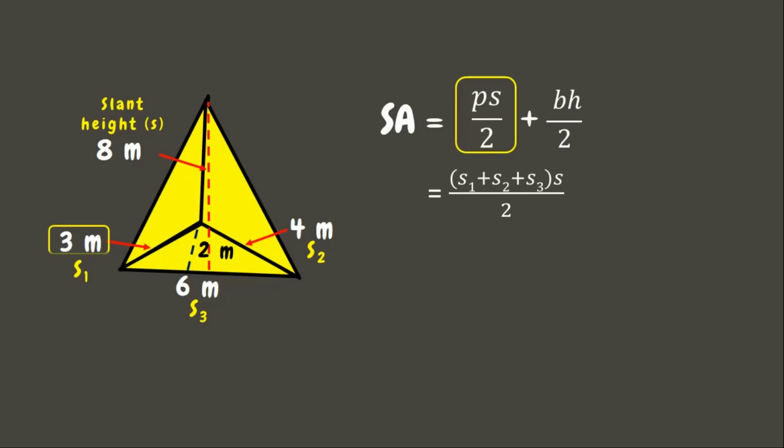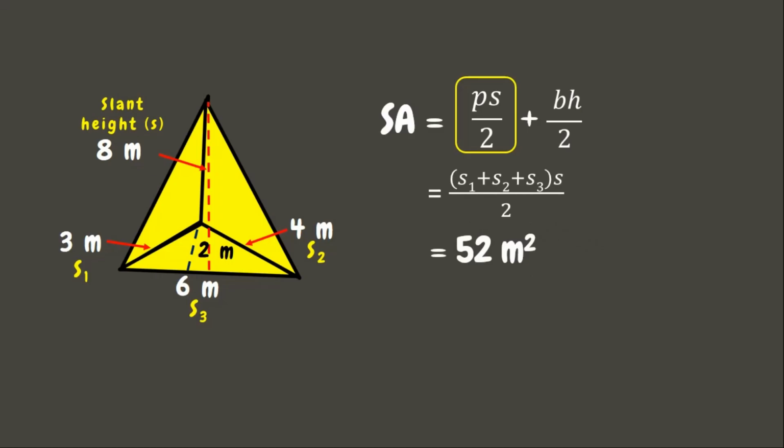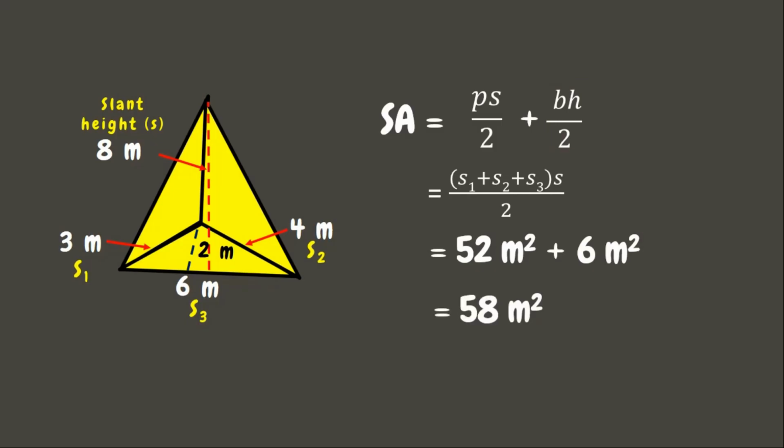Here, we can see that we have 3 meters plus 4 meters plus 6 meters, and that is 13 meters times the slant height, which is 8 meters, divided by 2. Now let us solve. That would be 52 square meters. Next, for the area of our base, we have a triangle, so that will be base times height divided by 2. The base of our triangle would be 6 meters times the height of the base, which is 2 meters, divided by 2. So that would be 6 square meters. Now let us add the two areas, and that is 58 square meters. Now this is the surface area of our triangular pyramid.